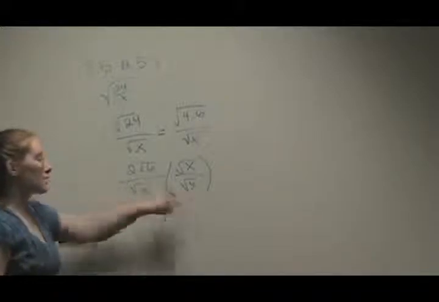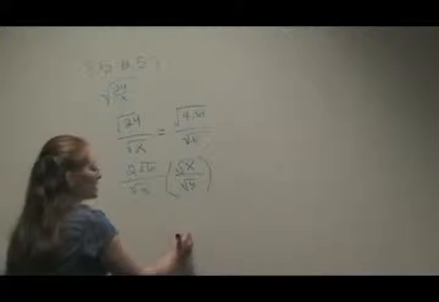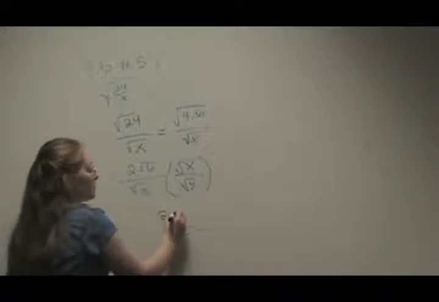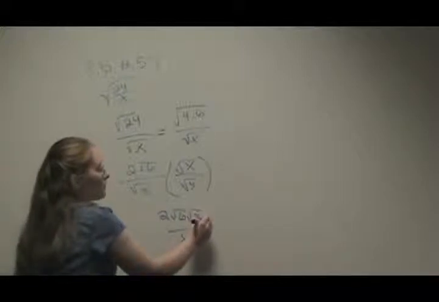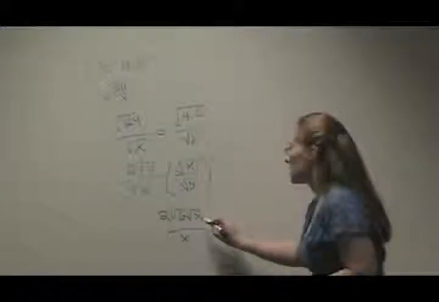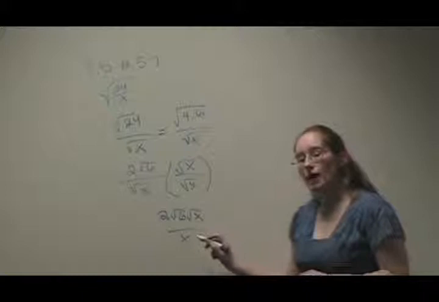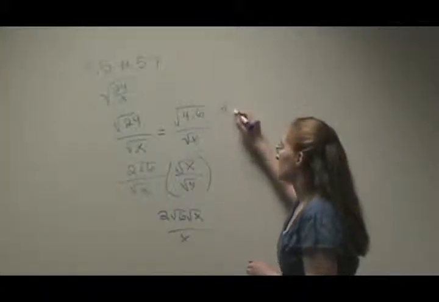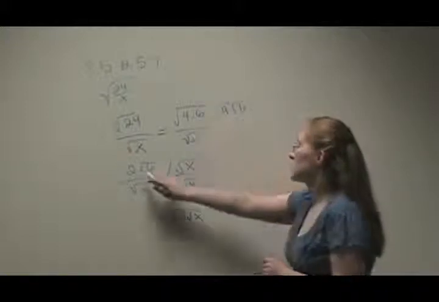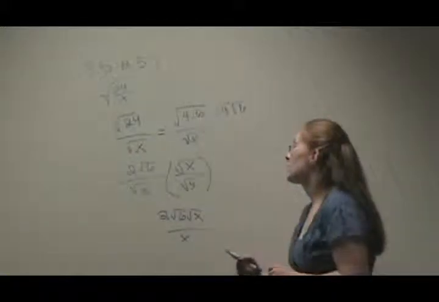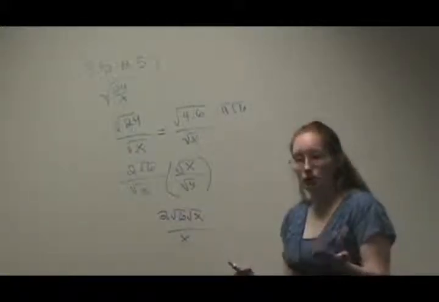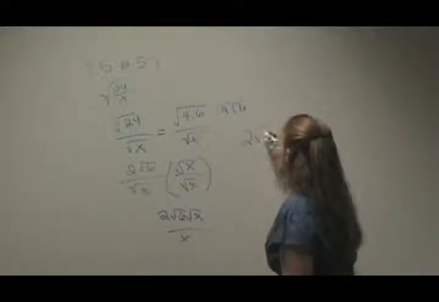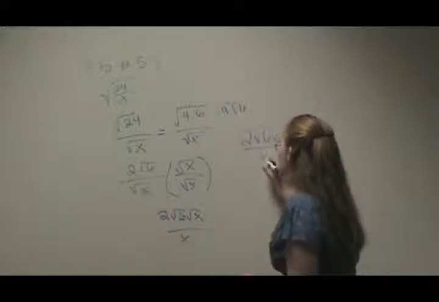So these two bottoms are going to cancel each other out to just give us x. In the top, I have 2 times the square root of 6 times the square root of x. Now what I'm going to do here is this works in reverse. Remember, our radical rules say we can take two terms like this and divide them into two parts. That's what we did here so that we could take the root of the one we knew, the square root of 4. We can do the same thing in reverse. So this is 2 times the square root of 6x over x.